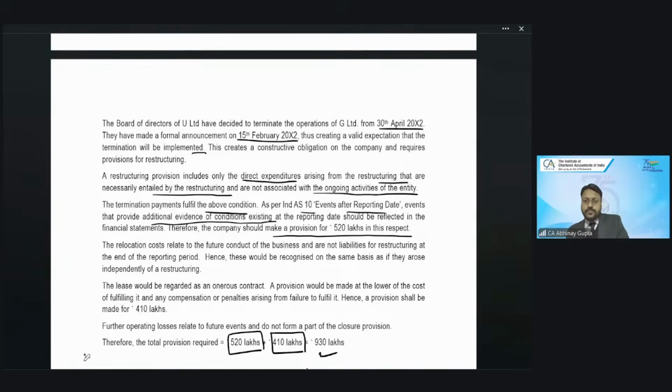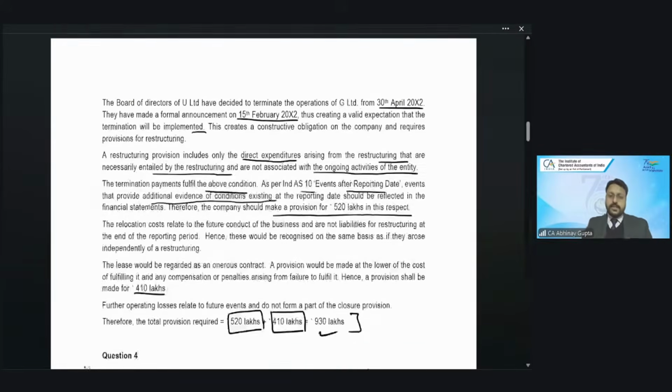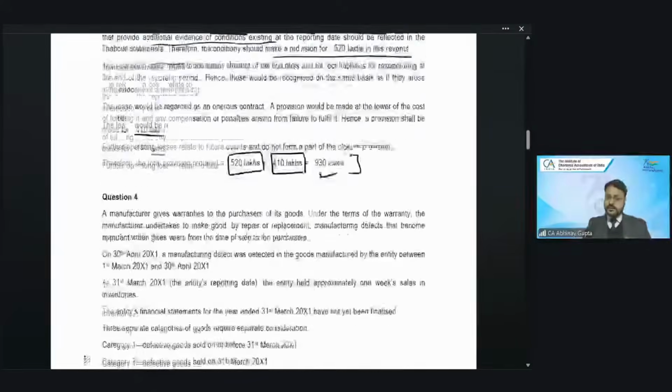The relocation cost will not form part of the restructuring, and hence it will be recorded as and when it has been incurred, right? So there is no provision required. The lease which is getting early terminated, whatever we are discharging as compensation to the lessor will be recorded as a provision, which is again 410 lakhs, right? So the total provision is 930 lakhs. So this is how we need to support our answer in the examination to get the full marks.